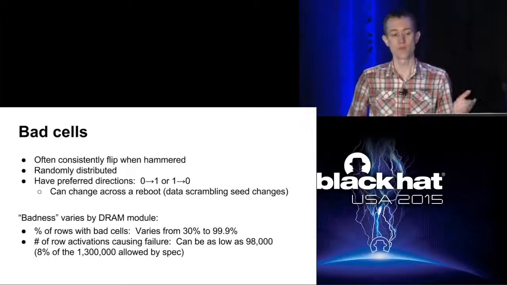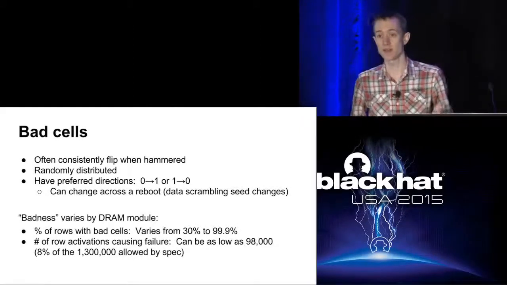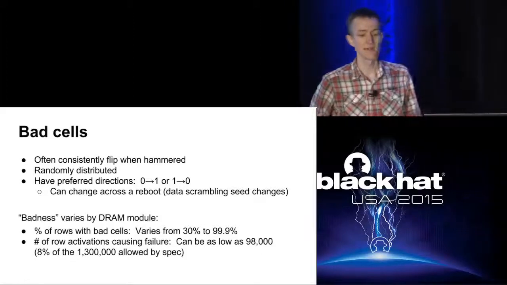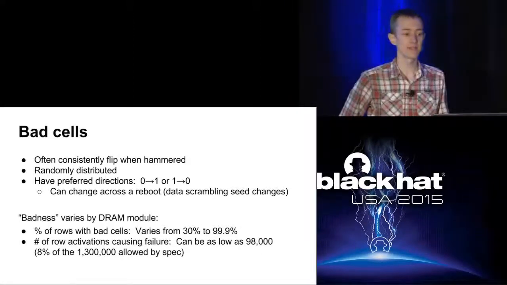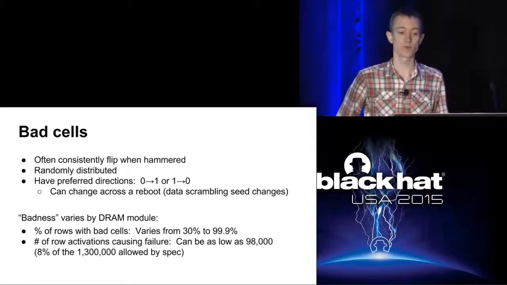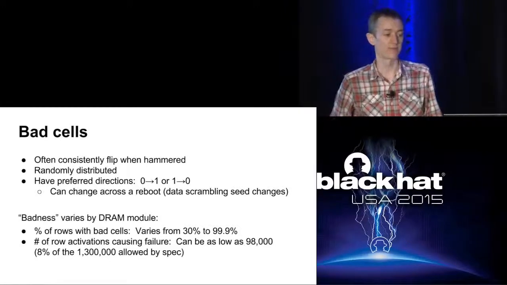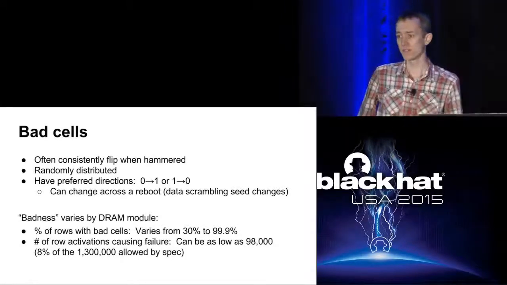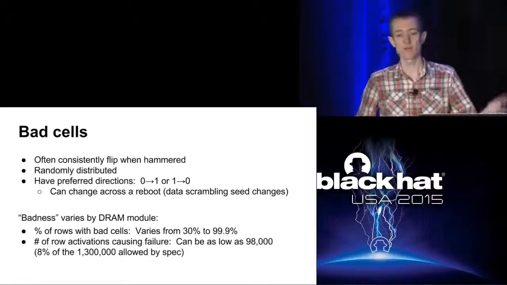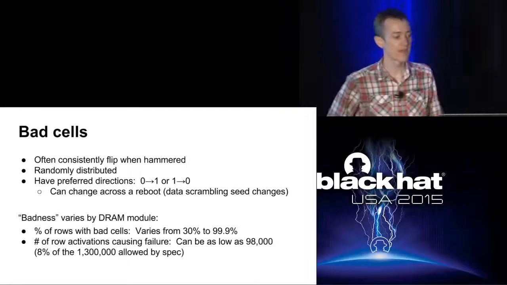And so basically this problem tends to be associated with particular bad cells in a DRAM module. And those tend to be randomly distributed throughout a module. And a lot of those bad cells will consistently get bit errors when the neighboring row is hammered. They do tend to have a preferred direction for flipping, so some bad cells will tend to flip from a 0 to a 1, and others from a 1 to a 0.